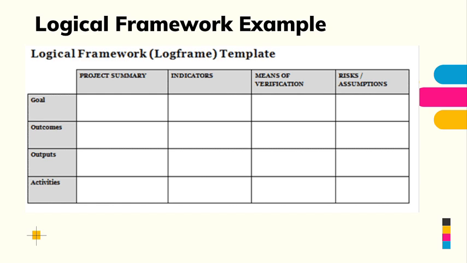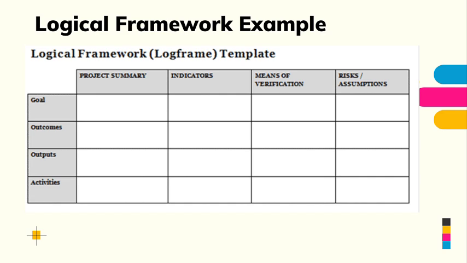So you're going to have your project summary, which will have your goal, your outputs, your outcomes, and activities. Then on the other end, you're going to have your indicators. What is your indicator? You have 5-6 outcomes, so you need to have 5-6 indicators.